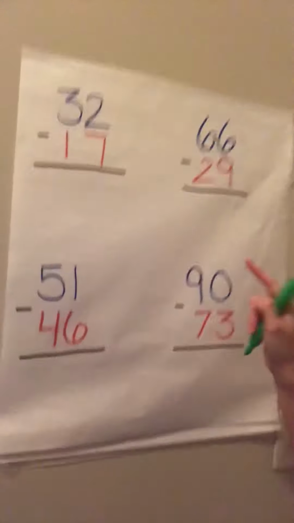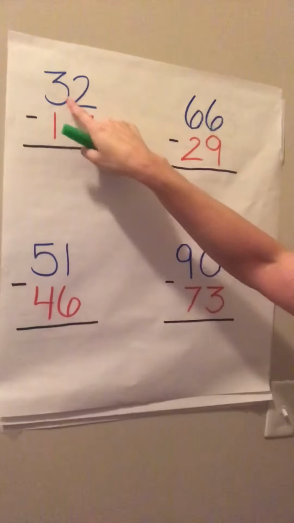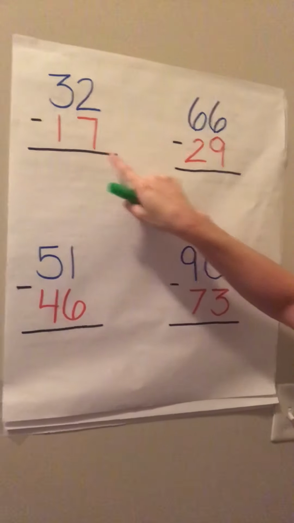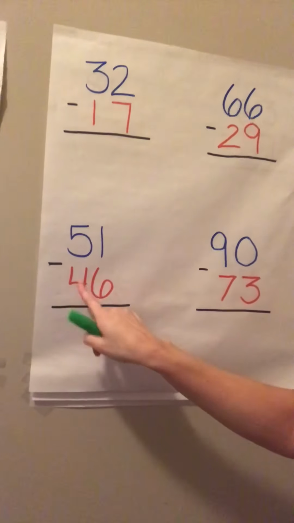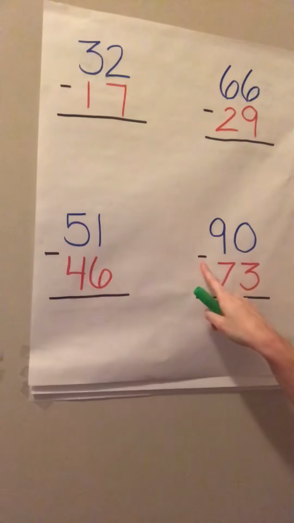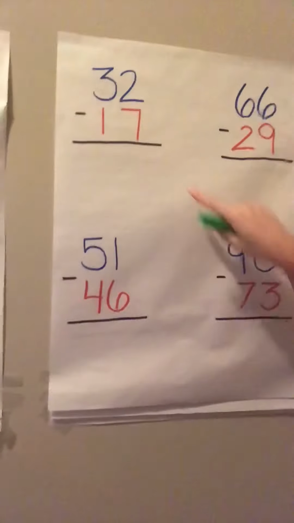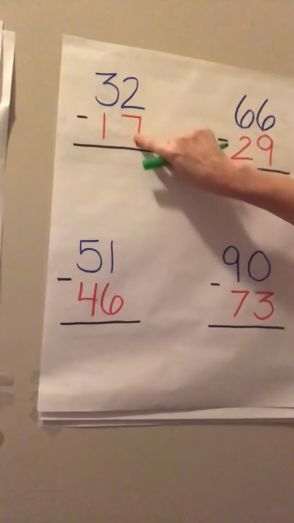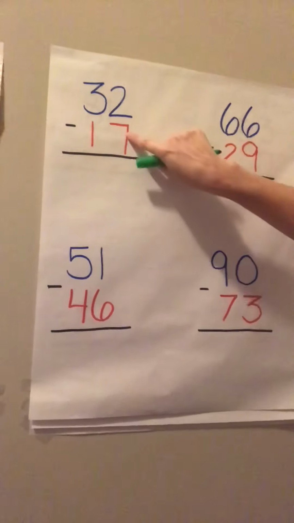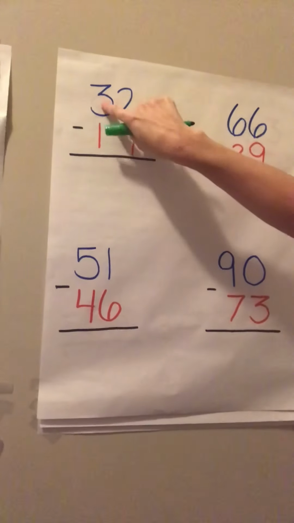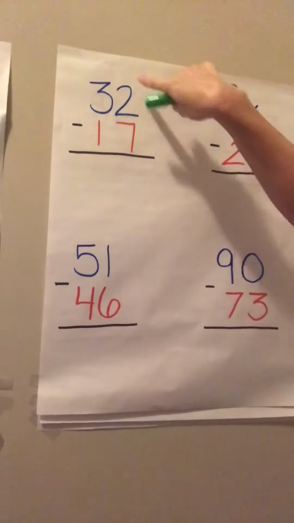Now I want you to try these 4 problems on your own. You have 32 minus 17, 66 minus 29, 51 minus 46, 90 minus 73. And again, you always come and start in your ones place. So you have your 2 minus 7, so you know that's not enough. So you're going to have to show how you borrow from your 10s and then add that 10 to your 1s. Make sure to show your work. Can't wait to see it.